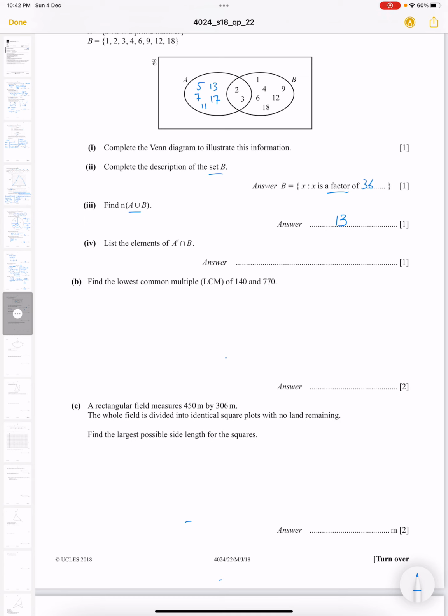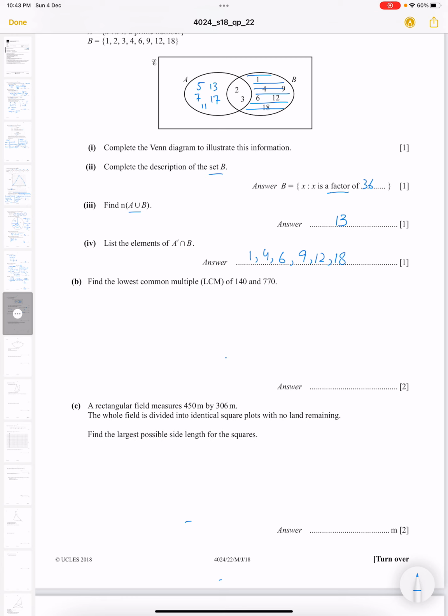Fourth part, list the elements of A complement intersection with B. Those elements which are common to A complement and B. So this part is basically A complement intersection B. So the elements coming here are 1, 4, 6, 9, 12 and 18.